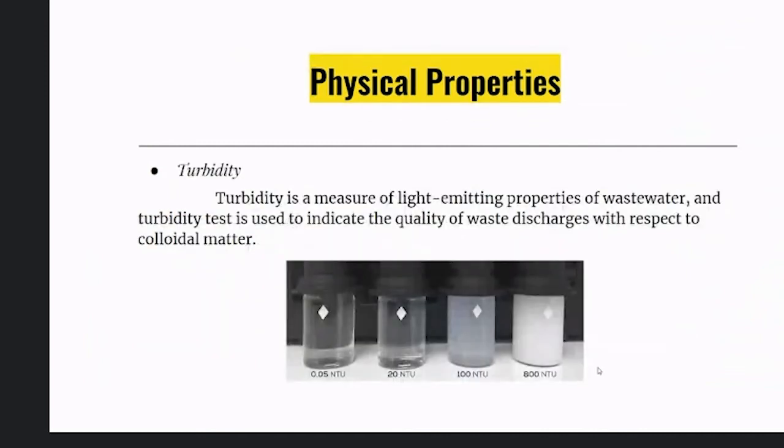So next is turbidity. Turbidity is a measure of light-emitting properties of wastewater, and the turbidity test is used to indicate the quality of waste discharge with respect to its colloidal matter. To measure the turbidity of a certain water, nephelometric turbidity unit or NTU is used, or the nephelometric method. It works by emitting light through the sample. The higher the NTU, the cloudier the water is. And the lower the NTU, the clearer it is as the picture indicated. Yan po. Ito po yung sample ng NTU test.